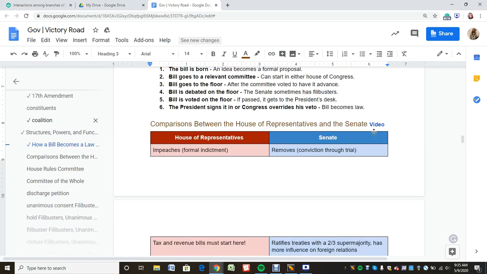This next thing I think is important to go over. It gets a little bit cut off, but I'm going to go through it. It compares, and mostly contrasts, what the House of Representatives and the Senate do.